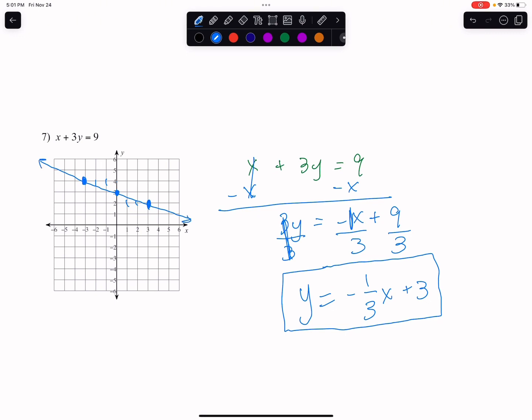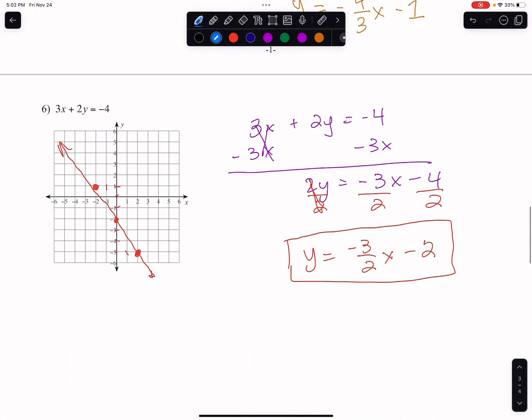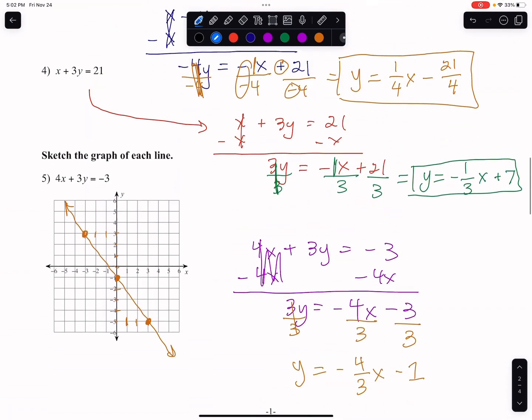The reason you have to convert these is because Desmos does not accept standard form. The only form Desmos accepts is the y equals mx plus b form. It doesn't accept point slope form, and nor does it accept standard form.